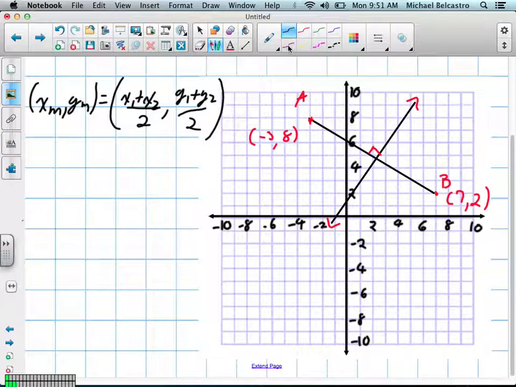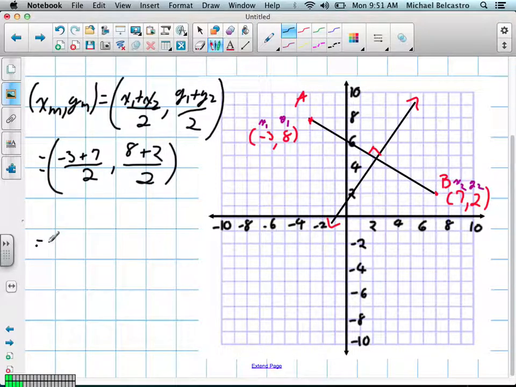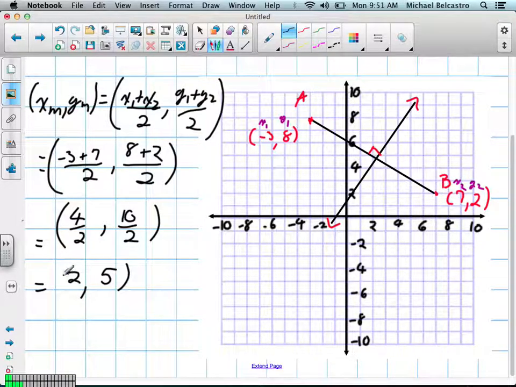I'm going to call A point 1, so this will be x1, y1, x2, y2. We're going to plug this in. X1 is -3 plus 7 over 2. And y1 is 8 plus 2 divided by 2. -3 and 7 is 4 over 2. 8 and 2 is 10 over 2, which gives us 2 and 5. So the midpoint of this line is at 2 and 5.